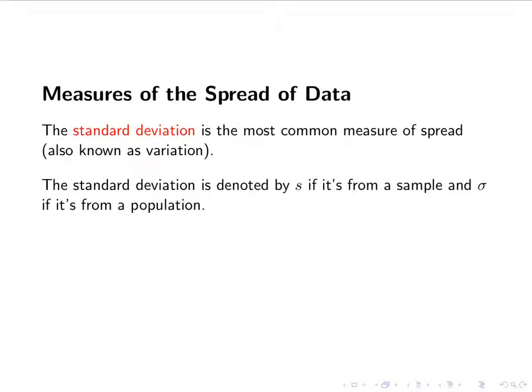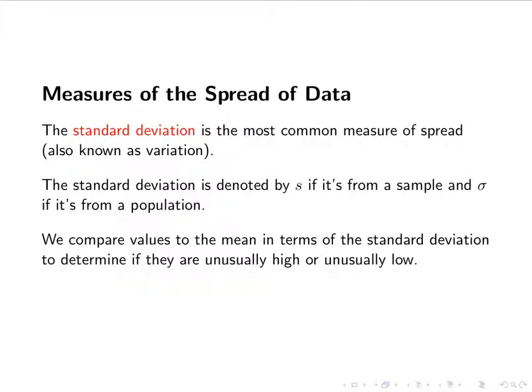The standard deviation is denoted by S if it's coming from a sample, and the Greek letter sigma if it's coming from the population. Capital sigma, we saw when we were talking about the formula for the mean. It meant the sum. So this is lowercase sigma, still standing for S, the Greek letter equivalent of S, and that is from standard deviation.